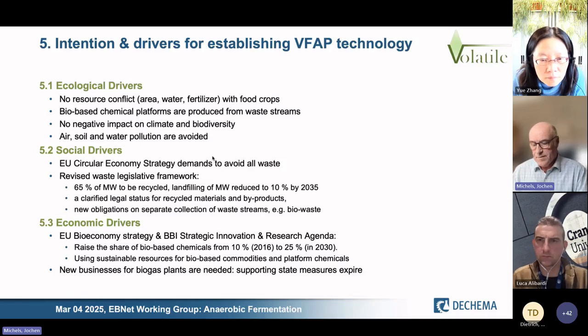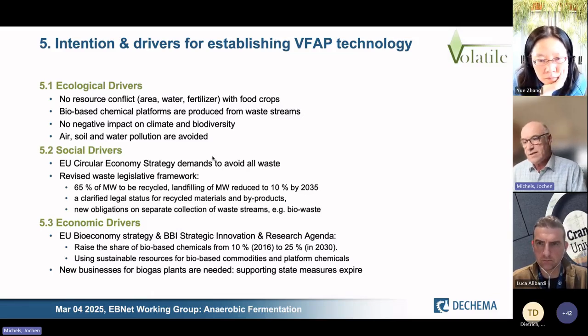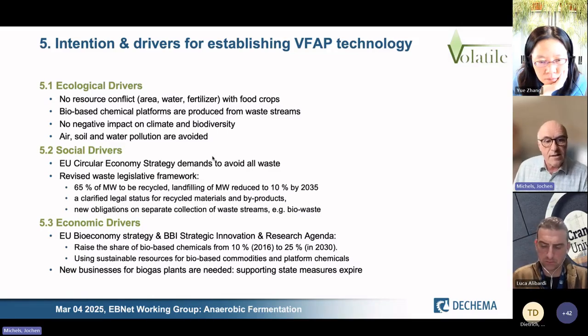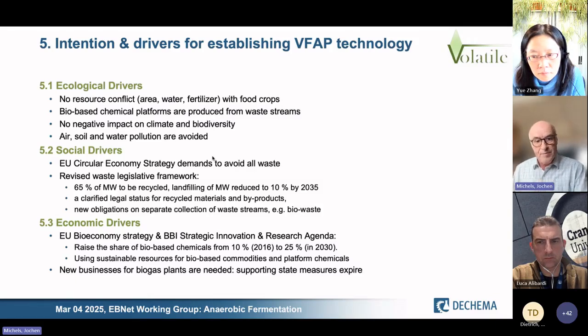And also the landfilling of municipal waste has to be reduced to 10%. So there is an obligation to have other uses for municipal waste. And there are also economic drivers we've seen. From the chemical side, there is a demand to raise the share of bio-based chemicals from 10% to 25%. This was written in the Strategic Innovation Research Agenda of BBI.